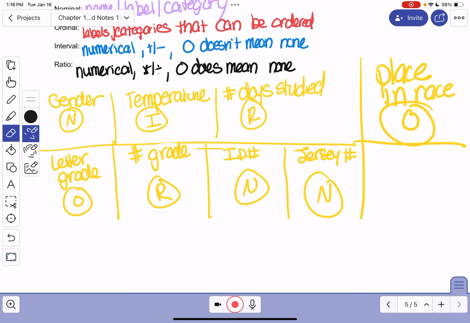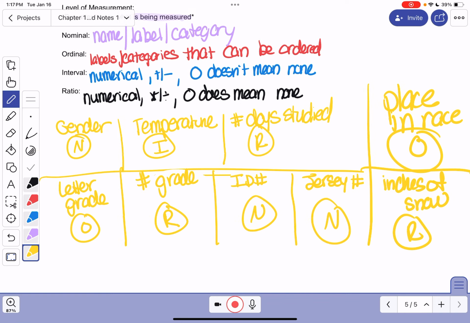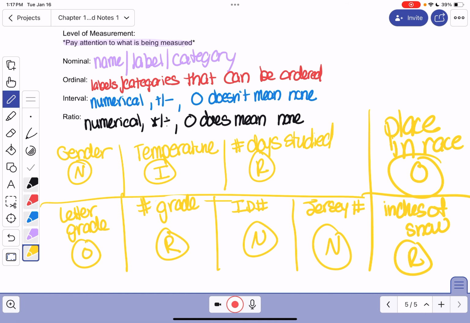And then inches of snow would be like inches of rain. It's ratio because you can't have negative snow. I mean, yes, the snow melts, but that's not how we talk about it. We talk about how many inches of snow did we get. So that's how those 4 things work. That is section 1.1. Let me know if you have any questions, and good luck.